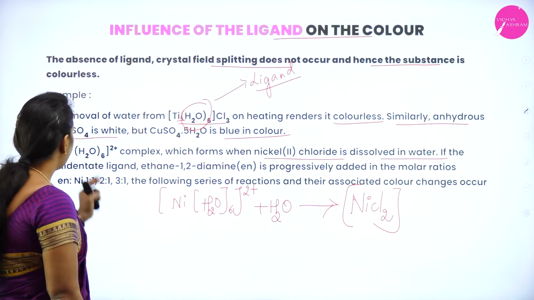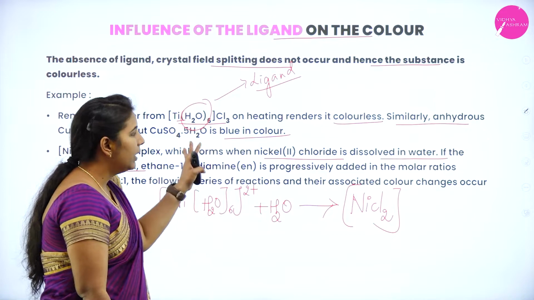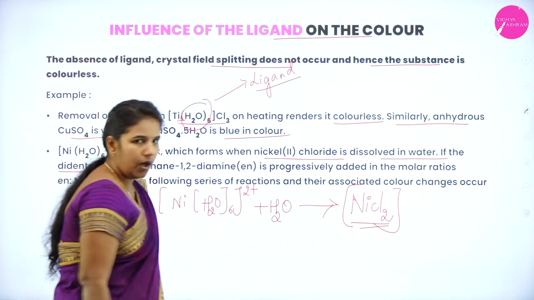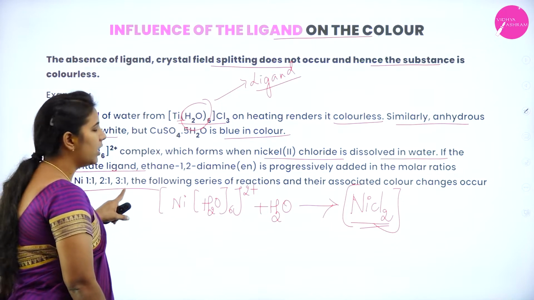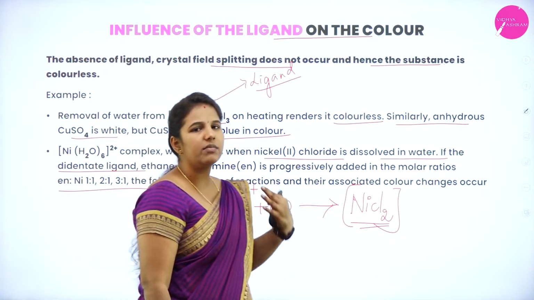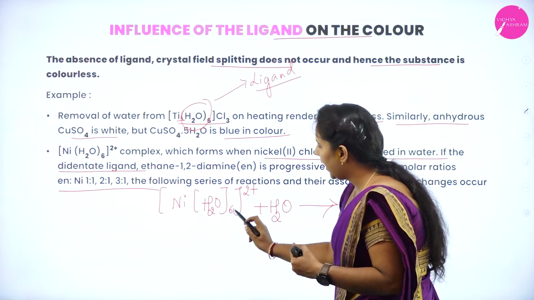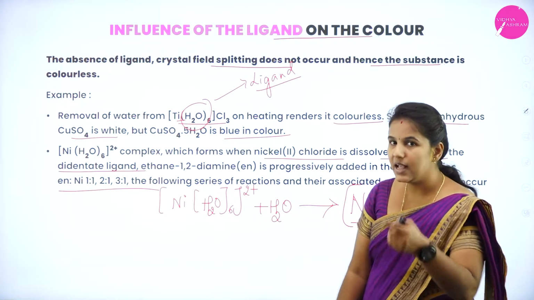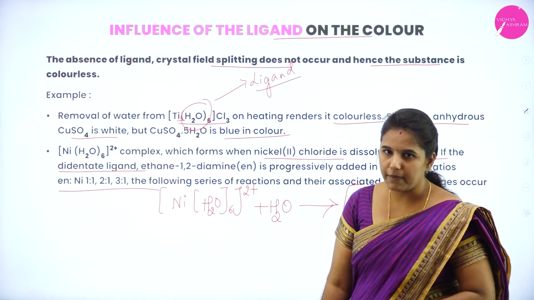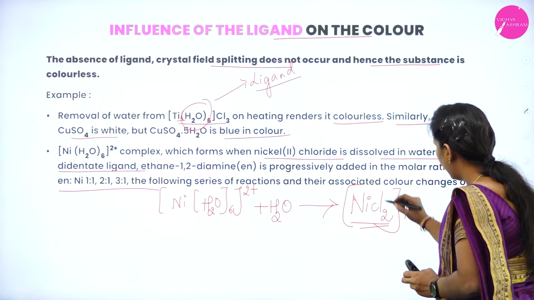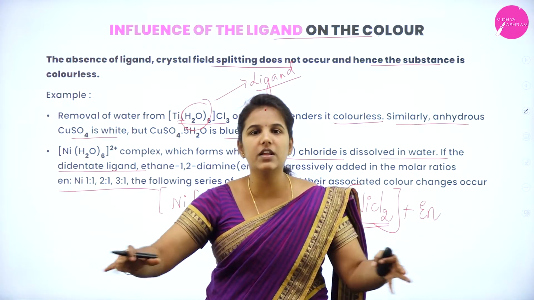Nickel chloride. So if a bidentate ligand such as ethane 1,2-diamine is progressively added to this complex, what will happen? In the ratio of 1:1, 2:1 or 3:1, a series of chemical reactions will take place. So what will happen here? Please see, here I am taking the hexa-aqua nickelate 2+ complex. If you dissolve it in water, it forms what? Nickel 2+ chloride complex will be formed. To this, if you add the bidentate ligand such as en, which is nothing but ethane 1,2-diamine, a series of reactions will take place.